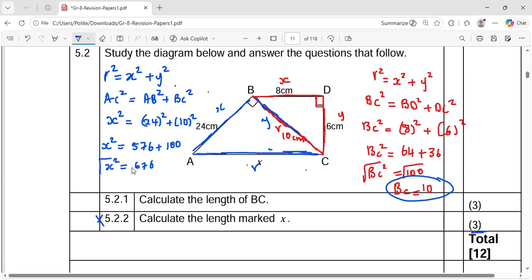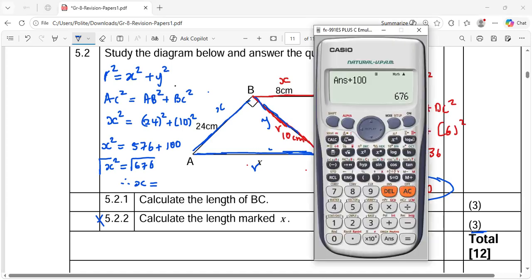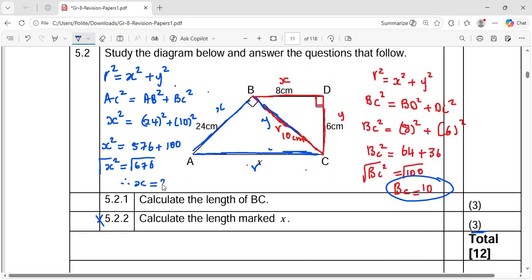Then you have to take the square root of both sides and see what you get. What is the value of X equal to? Okay, let me just punch this into the calculator. Square root of the answer. This gives us 26. So X is 26 centimeters. So the length AC will be 26 centimeters. I hope you guys had a nice one on this question. So this is how easily you collect the 12 marks.